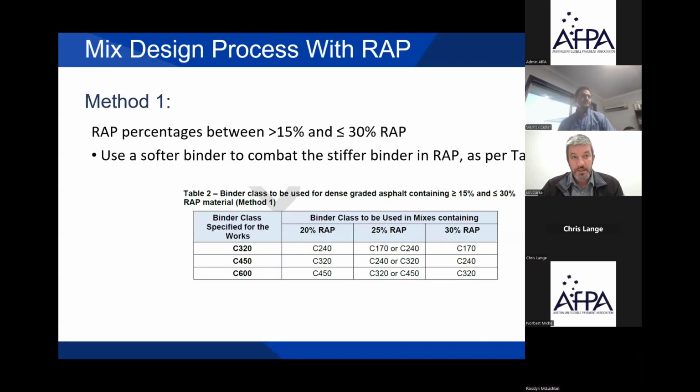So method one really looks at changing the grade of binder. Under 15% RAP, nothing changes. It's just the same as normal standard virgin asphalt. But once we go to 15 to 30%, we need to use a softer binder to counteract the stiffening effect from the aged binder in the RAP. So as per the table there, which is in the specification, if we were making a C600 class asphalt and using 30% RAP, we would actually change that C600 down to a C320. And then with the RAP added in, the final grade would be a C600. But to achieve that, we need to use a softer grade.